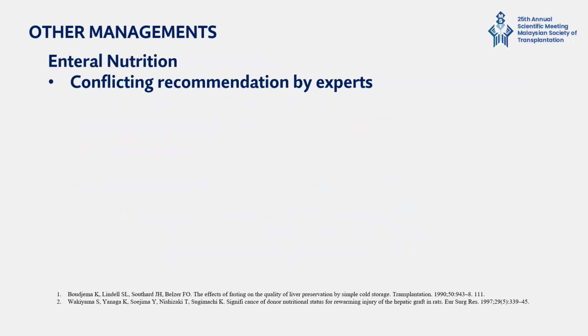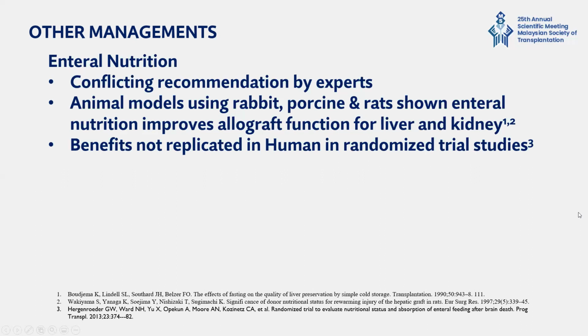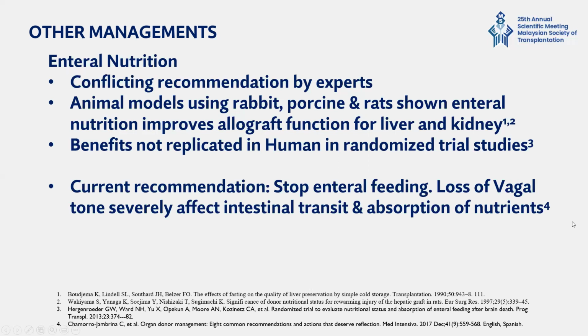So how about enteral nutrition? Conflicting recommendations by experts. Animal models using rabbit, porcine, and rats have shown enteral nutrition improves allograft function for liver and kidney. How about human studies? Benefits, however, were not replicated in human randomized trial studies. Current recommendation is to stop enteral feeding.